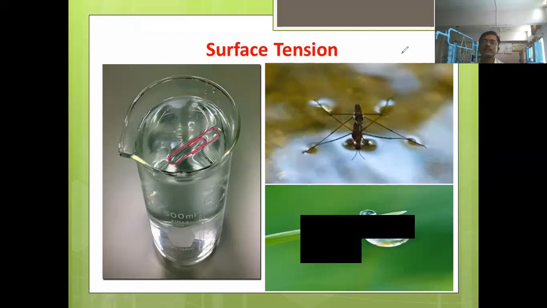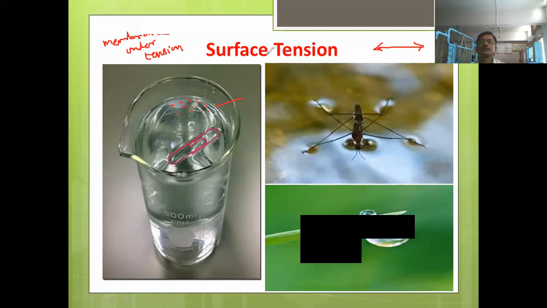So what is surface tension? Surface tension is nothing but the tensile force acting on this surface which is in contact with gas, air, or any other liquid, and this surface behaves like a membrane under tension.